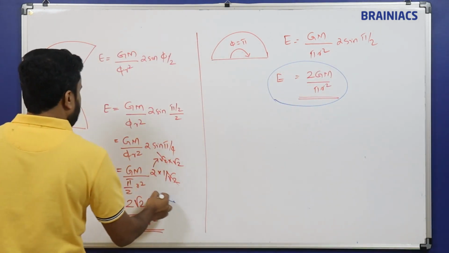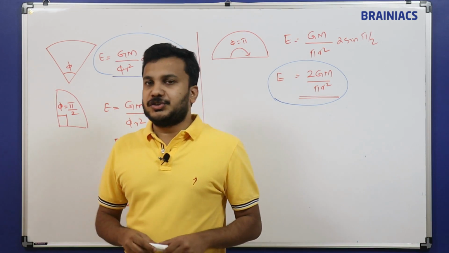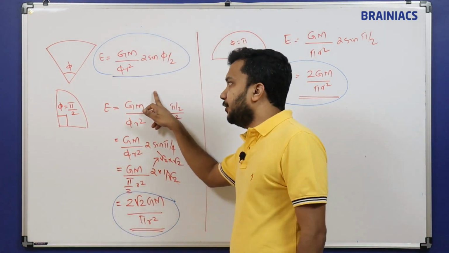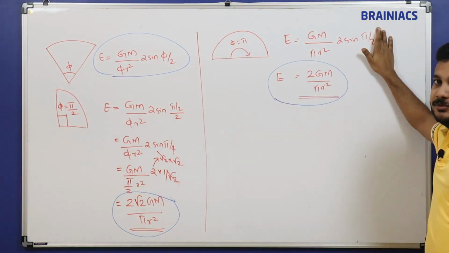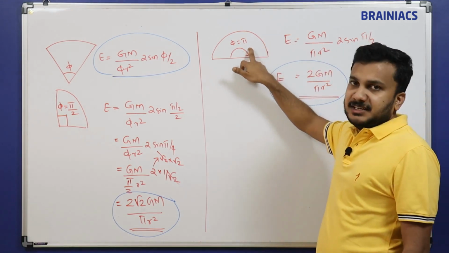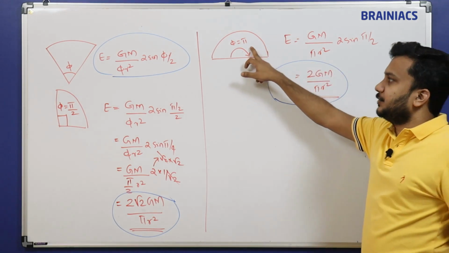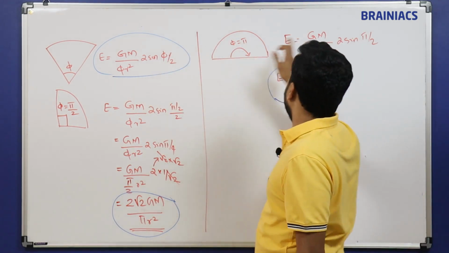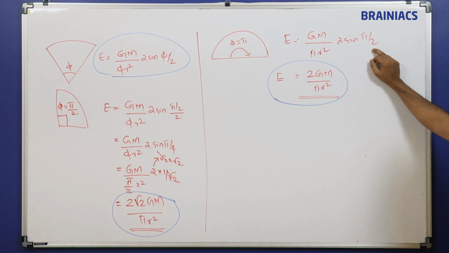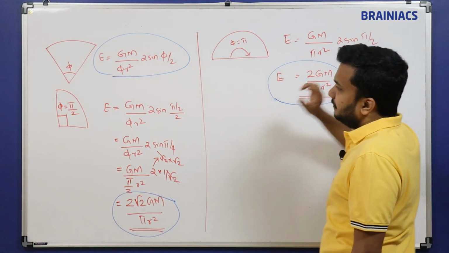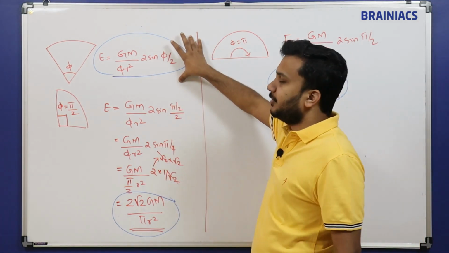For a quarter circle we got, now we have three equations. The first equation is related to the gravitational field intensity for a half circle, nothing but phi is equal to pi substituted, we will get this equation. Phi is equal to pi, r square, 2 sine pi by 2. Sine 90 means 1. We got this for a half circle, we got it for a quarter circle, and we got it for an arc.